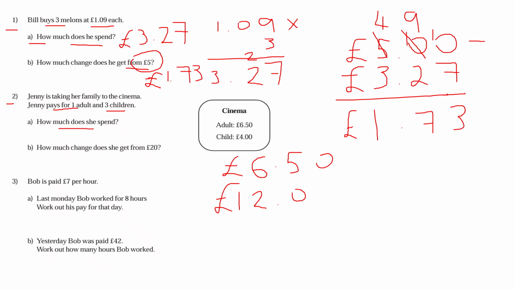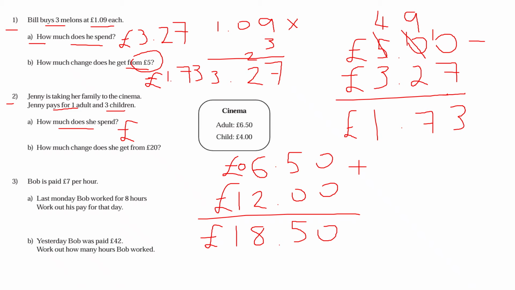So I'm doing some addition here, working from the right to the left. 0 plus 0 makes 0. 5 plus 0 makes 5. The decimal points line up. 6 plus 2 is 8. And then that 1 drops down, because I've got 0 tens from the adult ticket price. So in total she spends £18.50, which in my eyes isn't too bad of a price.